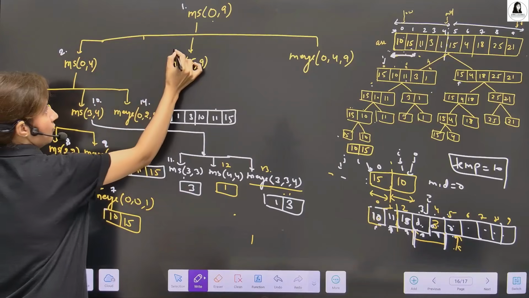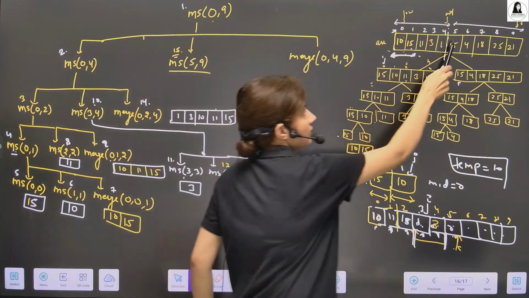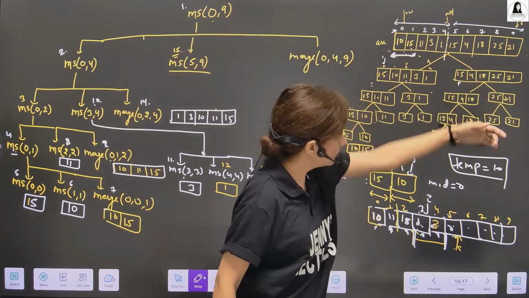We go back. This is done. 14, then 15. This call would be there. Now you have to deal with this half, 5 to 9. Same, we keep dividing first, then we keep merging.